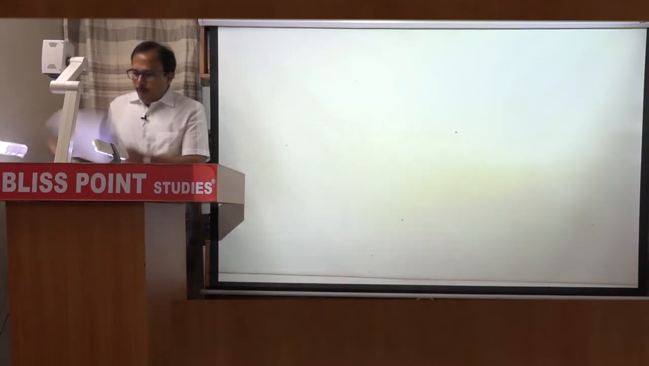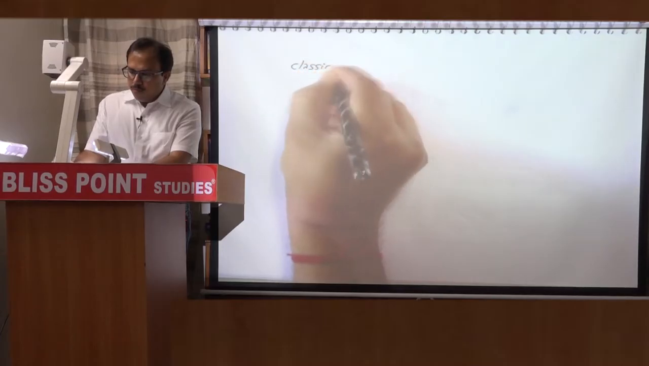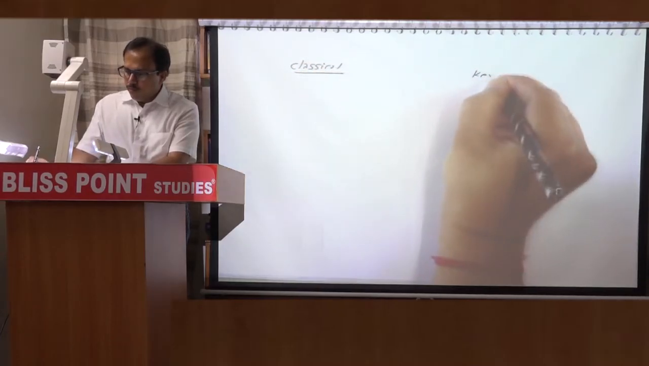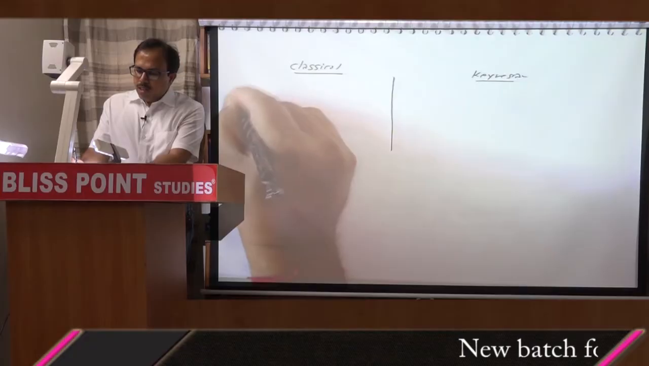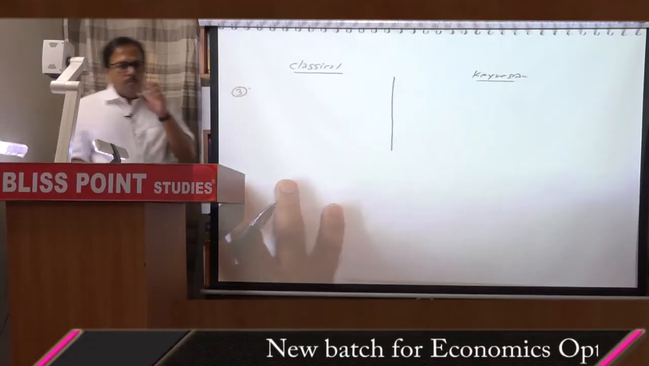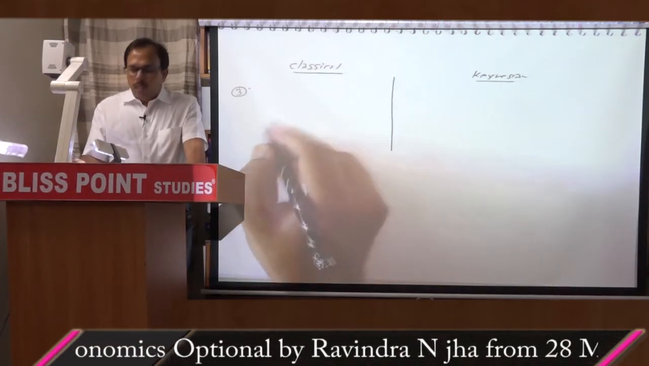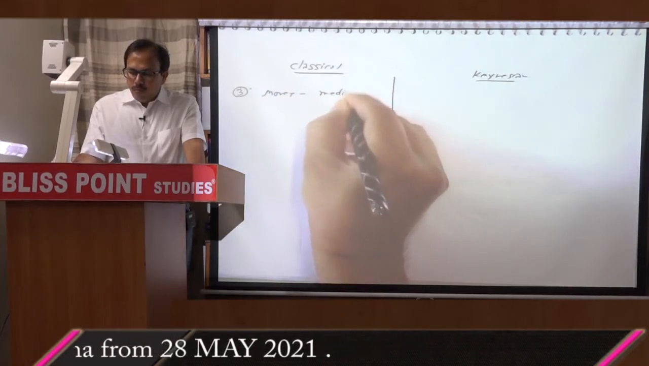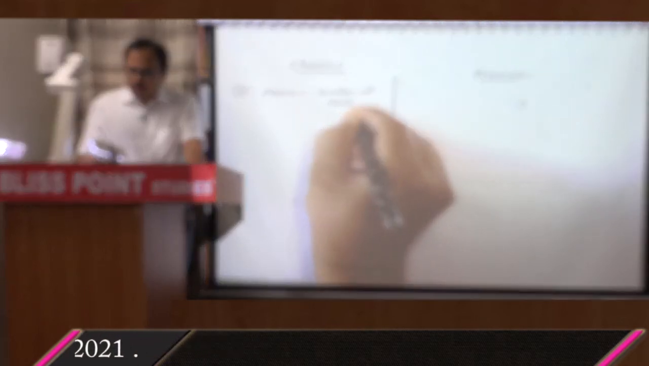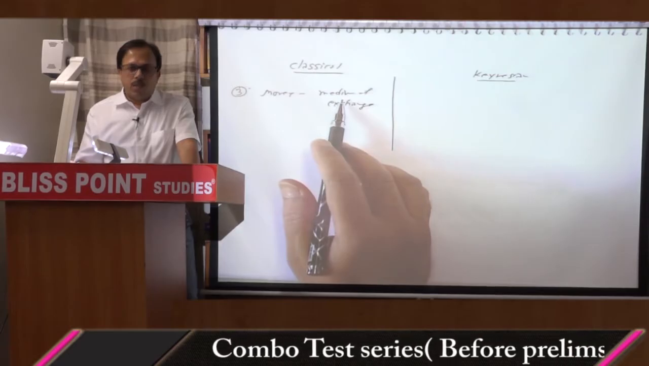Apart from these two, the classical economists say, you can say it is the third point, that money has an important role to play, but money performs only the medium of exchange role. Medium of exchange. So as per classical economists, the function of money is to act only as a medium of exchange.